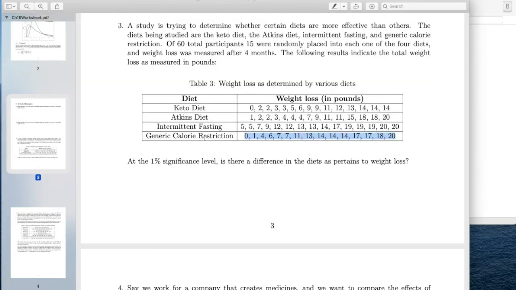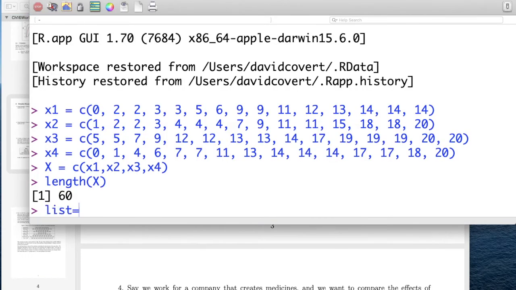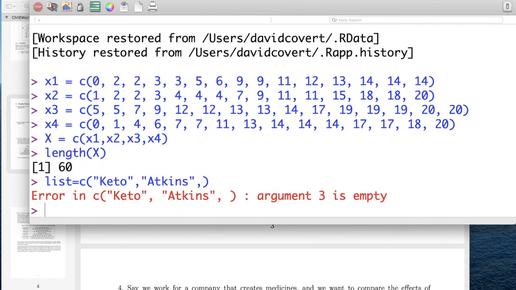And next what I want to do is let's name the different diets. So I'm just going to list the diets. And so we have the keto diet, the Atkins diet, intermittent fasting. Oops, didn't mean to press enter there.